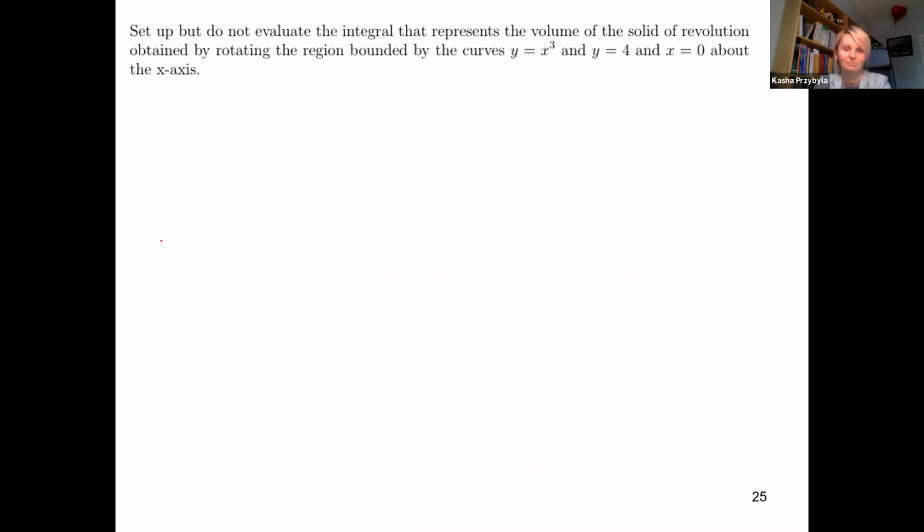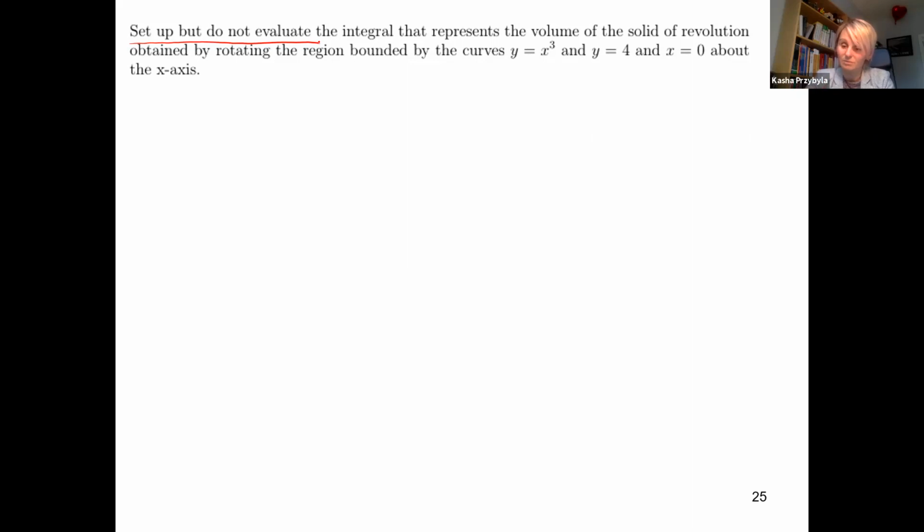Oh, I don't have the options, but we will see. But this one we have to set up. Do not evaluate the integral that represents the volume of the solid of revolution obtained by rotating a region bounded by y equals x cubed and y equals 4 and x equals 0, about the x-axis.